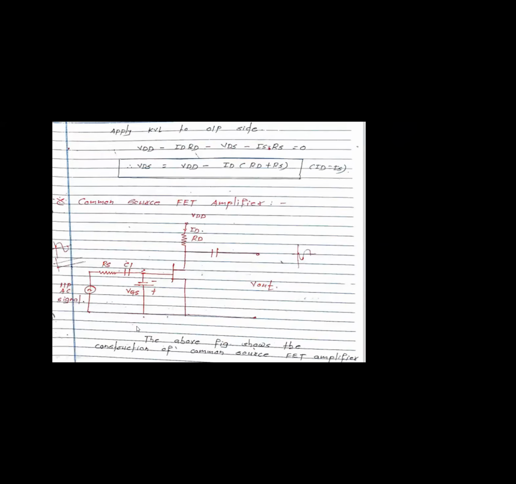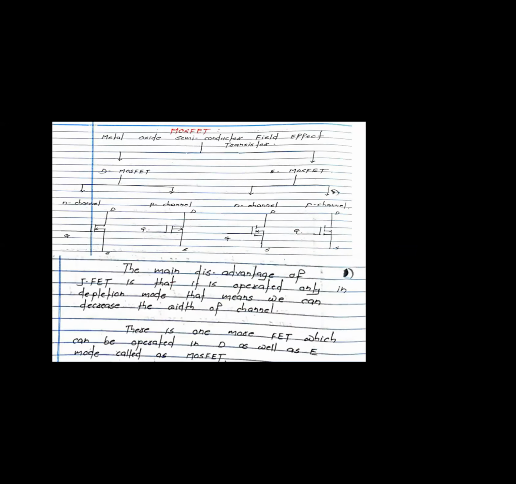Then after all, what happens? VDQ. Now see, for that purpose we have seen one of the equations. Applying KVL at the output side shows what will happen. So VDD minus ID into RD minus VDS is equal to 0. This is the equation from the output side. So VDS equals VDD minus ID into RD. So it shows that as the value of ID increases, VDS decreases. As the value of ID decreases, VDS increases.